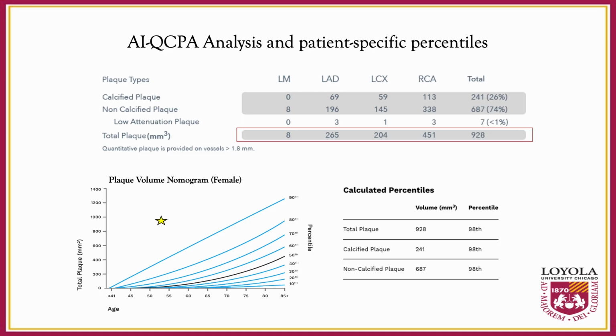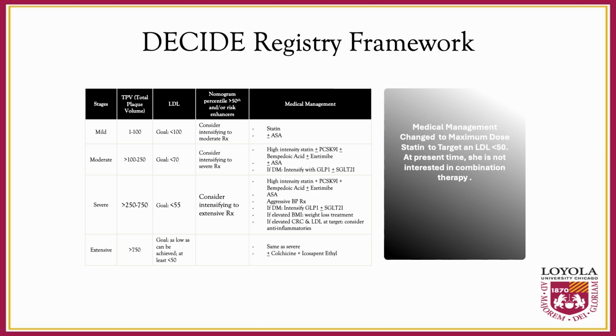Now, based off of her age and sex, you can see that she fell in the 98th percentile for her total plaque volume, total calcified plaque volumes, as well as total non-calcified plaque volumes. Now, based off of this rubric and the DECIDE registry framework, her medical management was changed to a maximum dose statin to target an LDL less than 50. We had discussed combination therapy, and at present time, she wasn't interested in combination therapy and would like to see how low her LDL would get with maximum intensity statin to start. But we'll be discussing further in clinic follow-up.